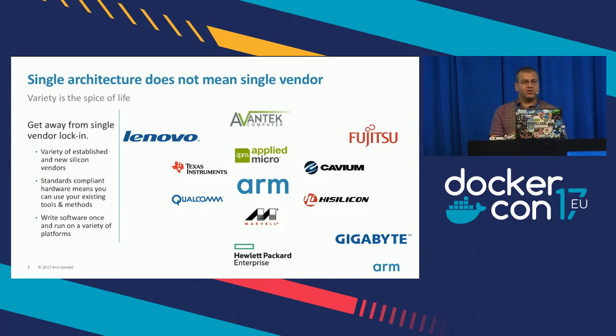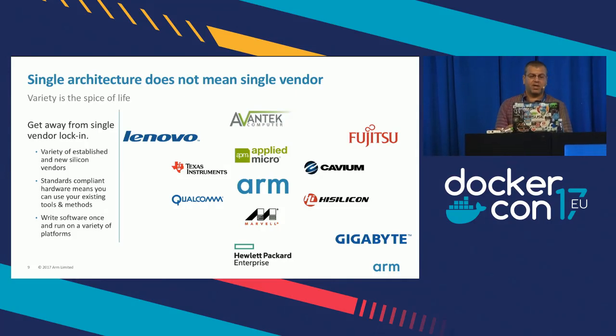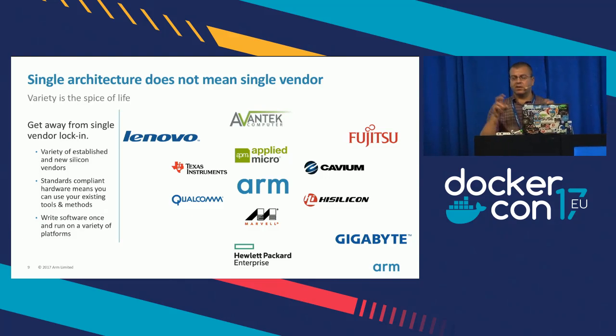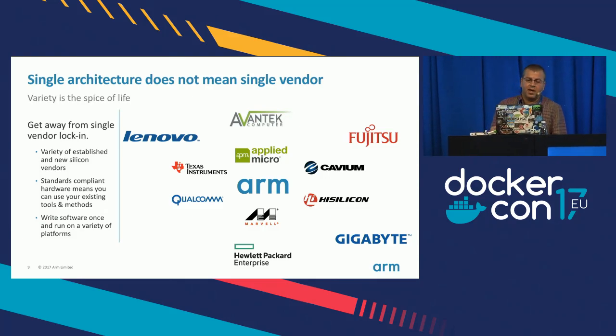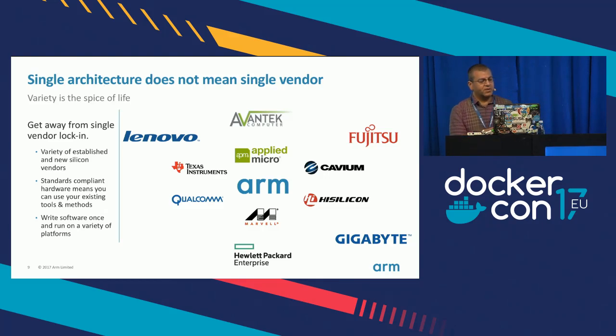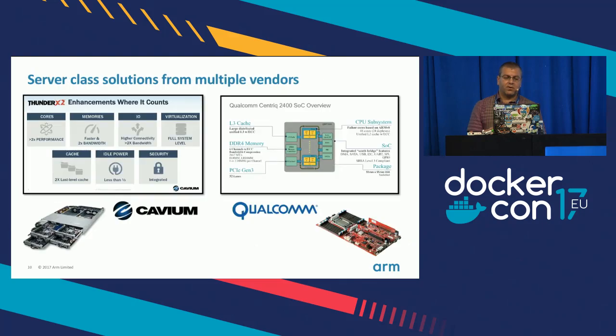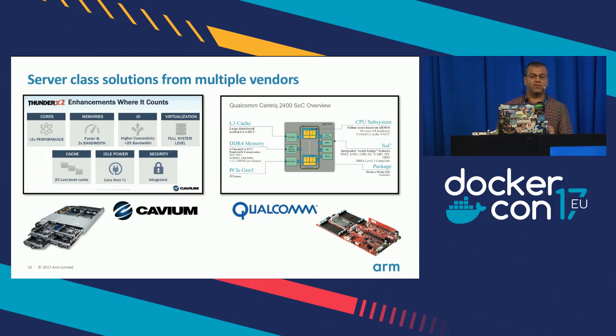Whilst it's a single architecture, it's not from a single vendor. Sorry, quick marketing disclaimer here. There's no single vendor lock-in, so we have an ecosystem of hardware vendors out there providing different solutions for you. That means that from a purchasing perspective, you can purchase a system from Qualcomm and run your software on that, but if you decide to then buy systems from Cavium, that software just moves across. You don't care who the silicon vendor is.